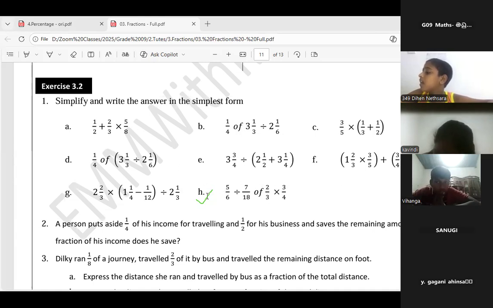So then please do this one, part H, right? Then I will discuss this one. Then at the end of the class I will also do some questions from BODMAS. After discussing this question, I will start the percentage lesson.